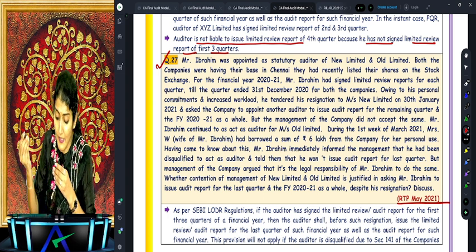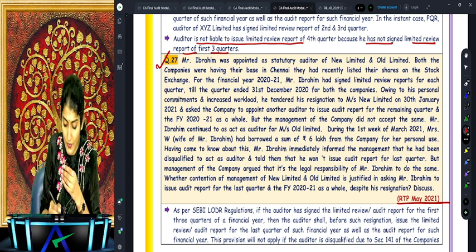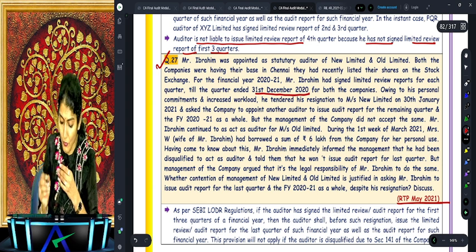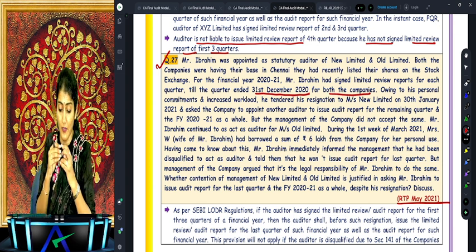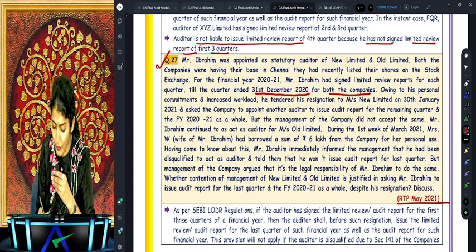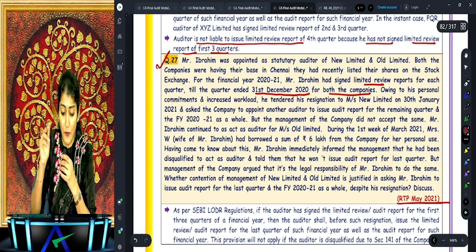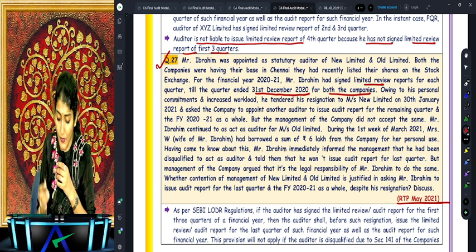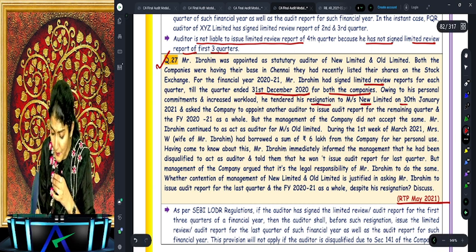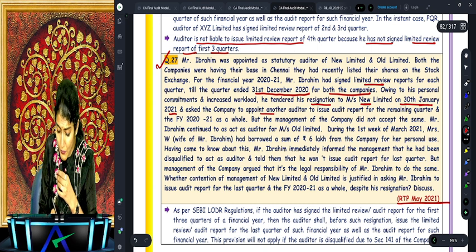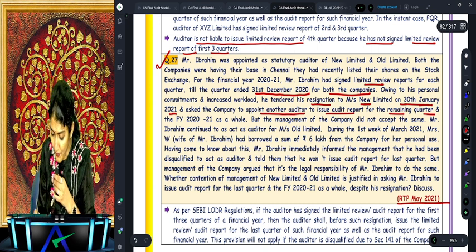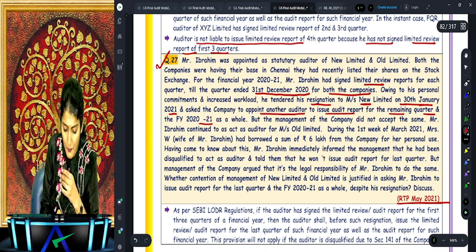Ibrahim had signed the limited review report for each quarter till the quarter ending 31st December 2020 for both the companies. So up to December, he had signed the LR report for each of the companies. Owing to personal commitment and increased workload, he tendered his resignation to New Limited on 30th January 2021 and asked the company to appoint another auditor to issue the audit report for the remaining quarter and for 2021 as a whole.